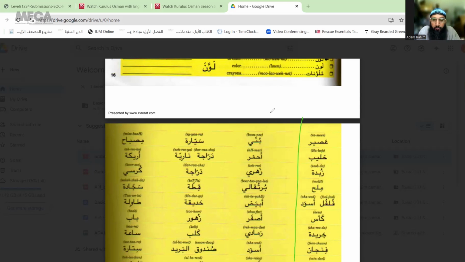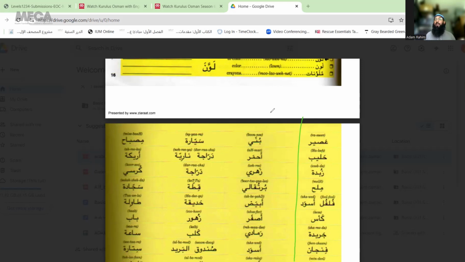Fulful aswadu, black pepper. Fa with a dhamma, lam with a sukun, with the tanween, fulfulun aswadu. Aswadu, right? Hamza with a fatha, sin with a sukun, waw with a fatha, aswadu. And ensure that the dal, remember we said the colors do not accept tanween. We said that in the last class. So it'll always be aswadu.